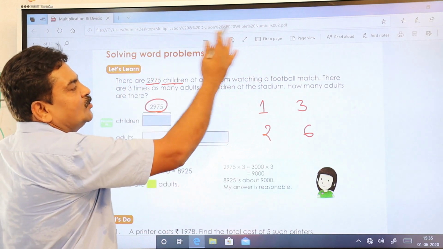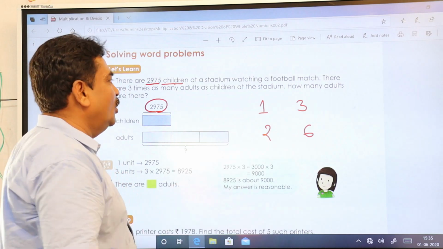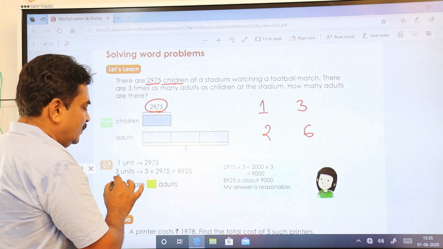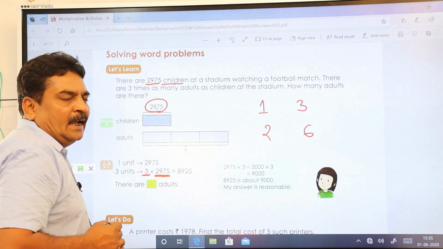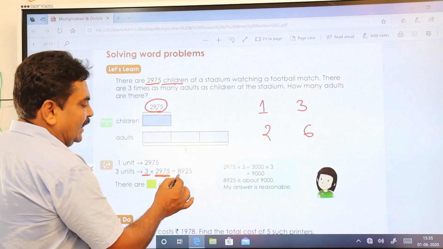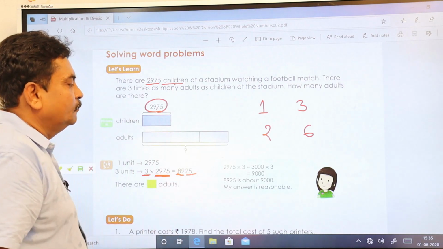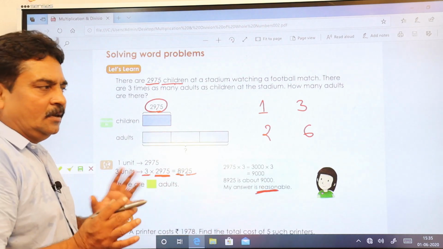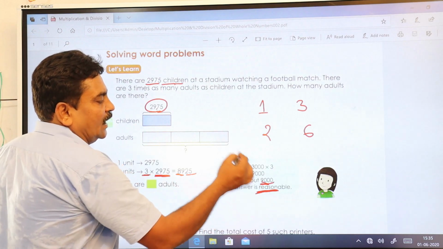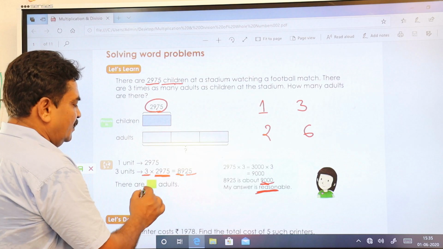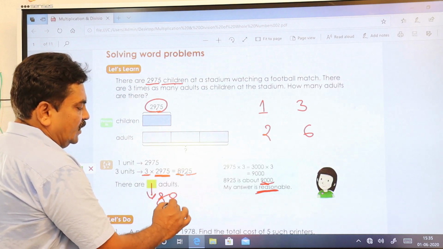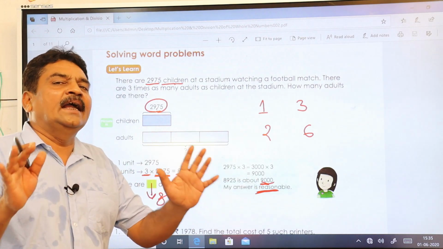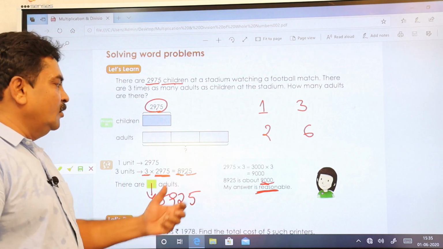So similarly, 2,975 children, 3 times more adults are there. It means what? You have to multiply 3 into this. That is what is given here. 3 times 2975, you get 8,925. 8,925 is near reasonable. Approximately how much? 9,000. So there are how many adults? Write down this, 8,925. Reasonably you can write it down approximately 9,000. In that way you are going to do.